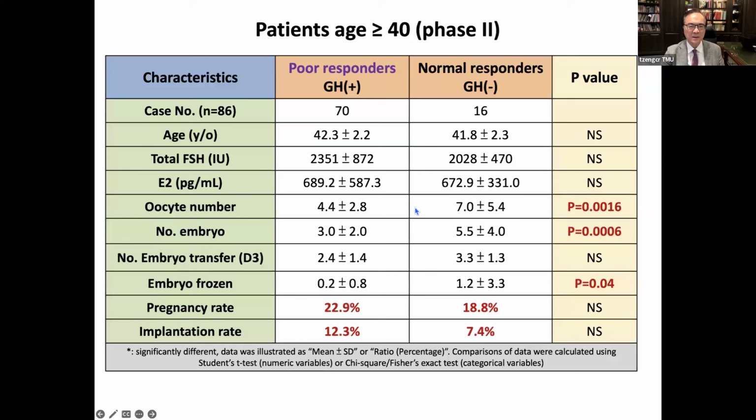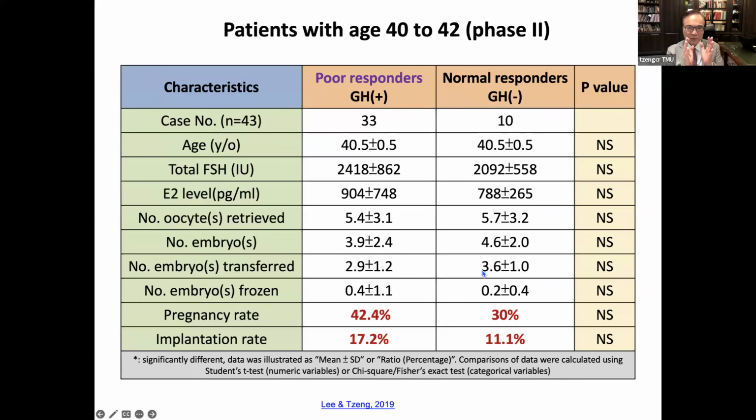That's phase 2 start. Again, you see almost no difference. You see the pregnancy rate similar, implantation similar, although maybe increase, the other parameters are not so great as the normal responders. But we also then only focus on those patients between 40 to 42. As you can see, very similar pregnancy rate, 42% and 30%. Implantation rate are very similar.